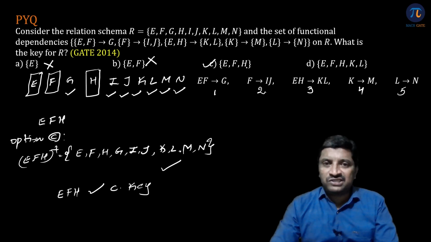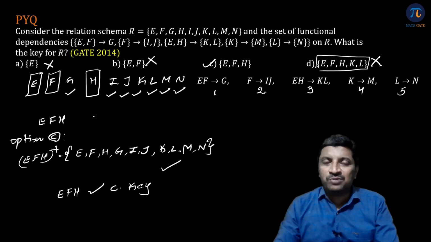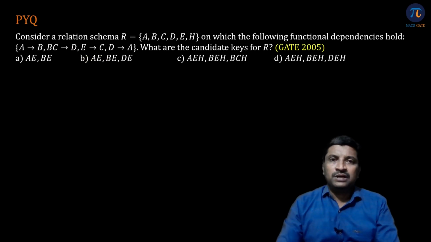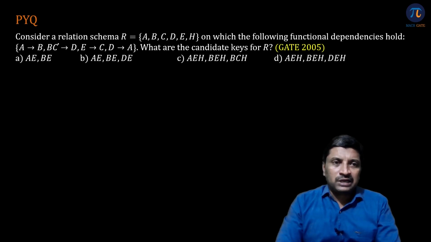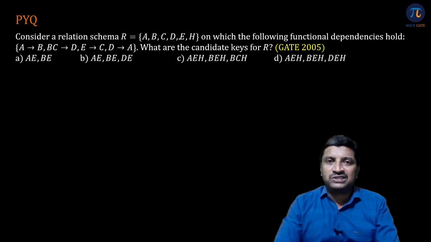Since EFH is a candidate key, any superset of EFH cannot be a candidate key because it cannot be the minimal set of attributes with the property. Is that fine? Let us do one more question. Consider a relation schema R with 6 attributes A, B, C, D, E, H on which the following functional dependencies hold. A implies B, BC implies D, E implies C, D implies A. What are the candidate keys for the relation?